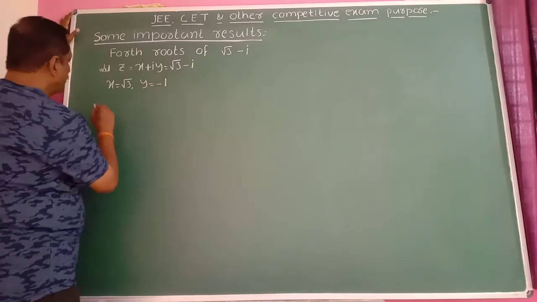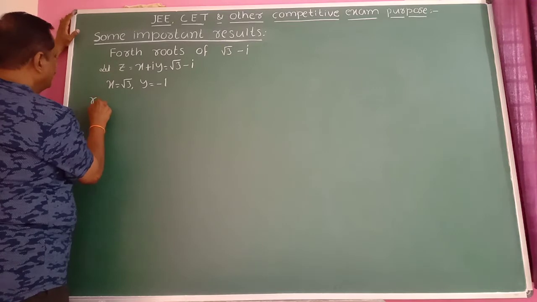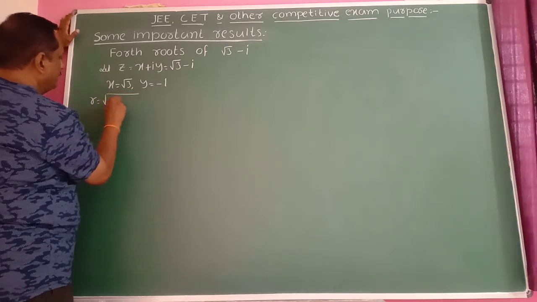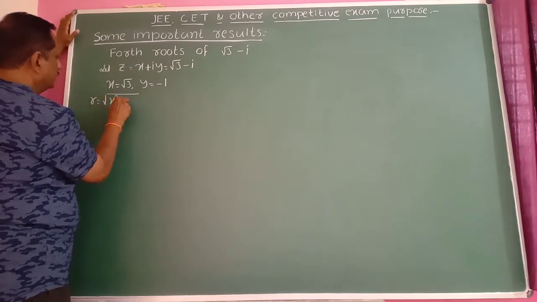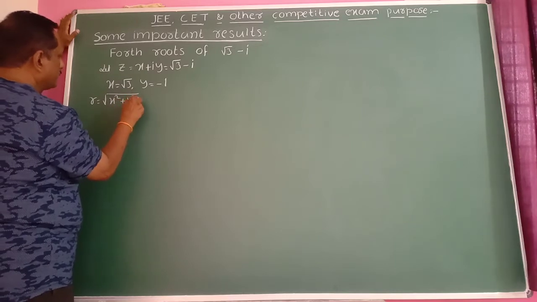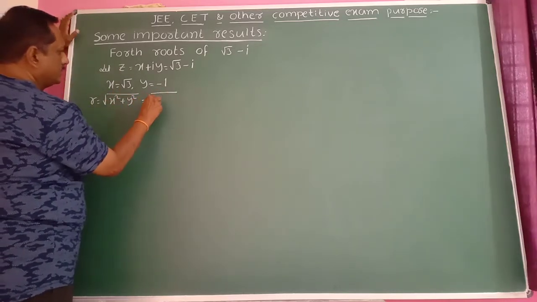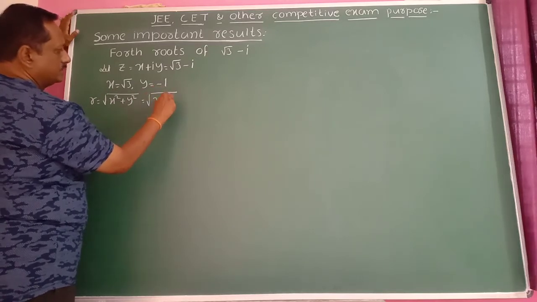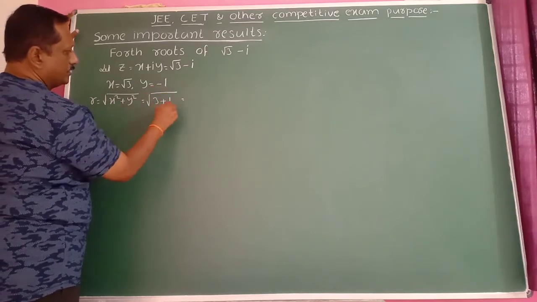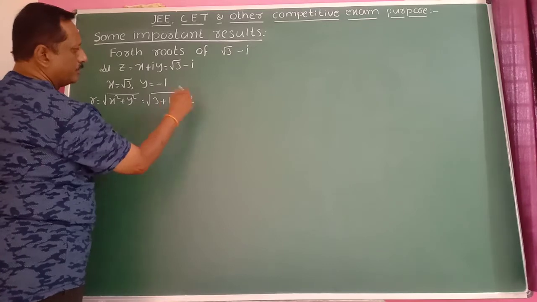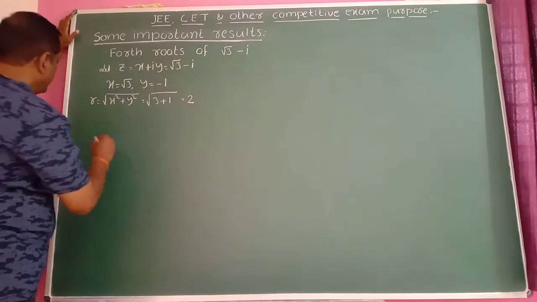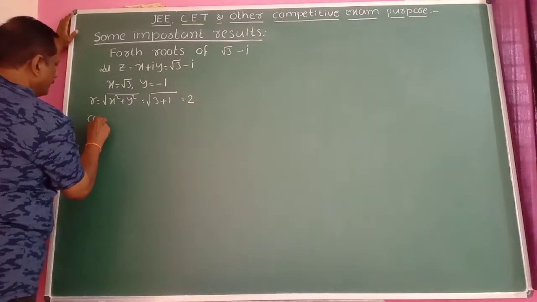Then find the modulus of the complex number. Modulus is given by the root of x square plus y square. That is the root of root 3 square, which is 3, and minus 1 square, which is plus 1. Square root of 4 is 2. This is the modulus of the complex number. Need to find the amplitude.